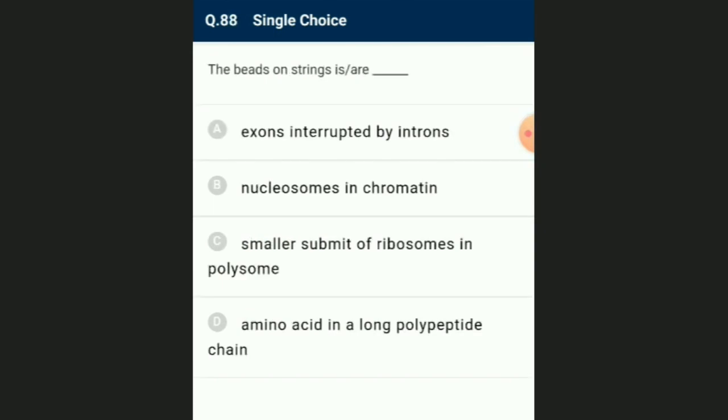Question 88. The beads on string is nucleosome. DNA that is negatively charged wraps around the positively charged histone octamer in a nucleosome. About 200 base pairs of DNA are present. Chromatin: these are thread-like stained bodies in which repeating units of nucleosomes have DNA in between. Under the electron microscope, chromatin appears as beads on a string. So the answer is option B. Nucleosomes in chromatin look like beads on a string.